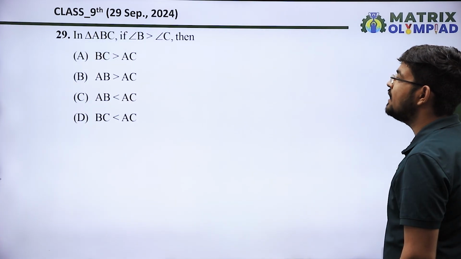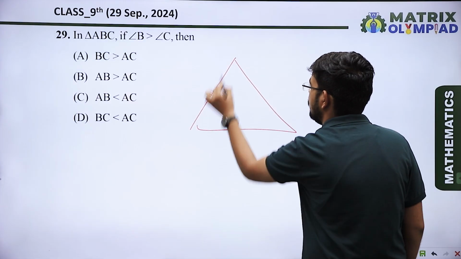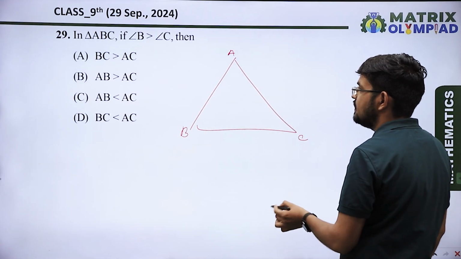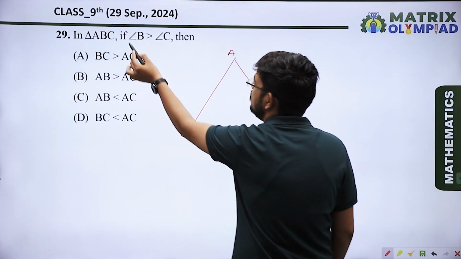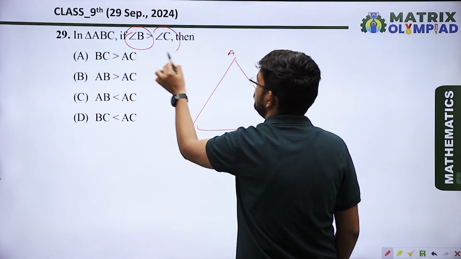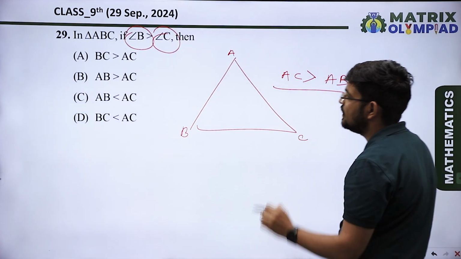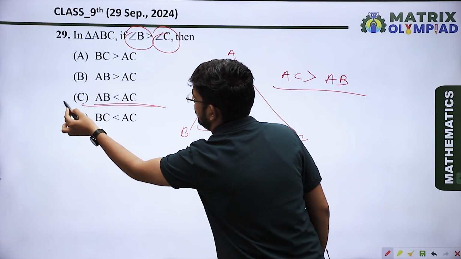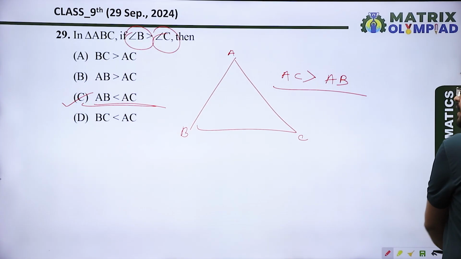Next question number 29. In triangle ABC, angle B is greater than angle C. Then the side opposite to the greater angle will be the greater. So side opposite to the angle B is the AC and will be greater than side opposite to the angle C. So our correct option is AC is greater than AB, that is AB is less than AC. Option C is the correct answer.